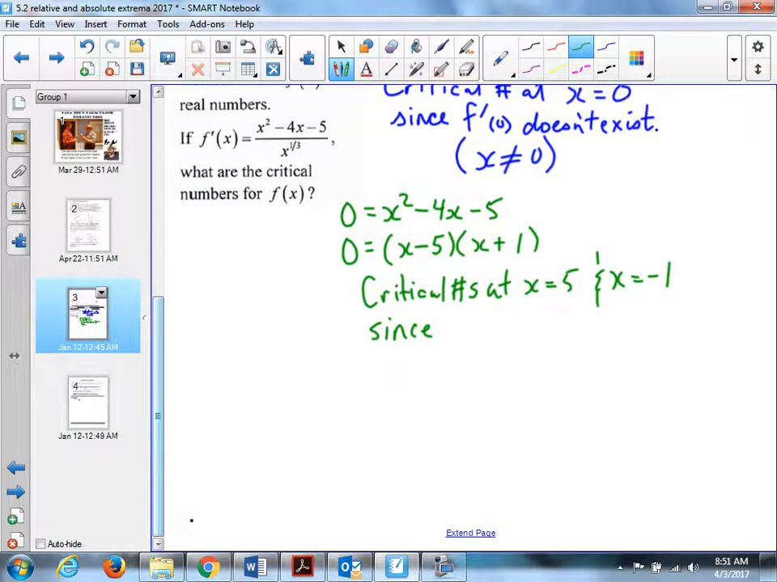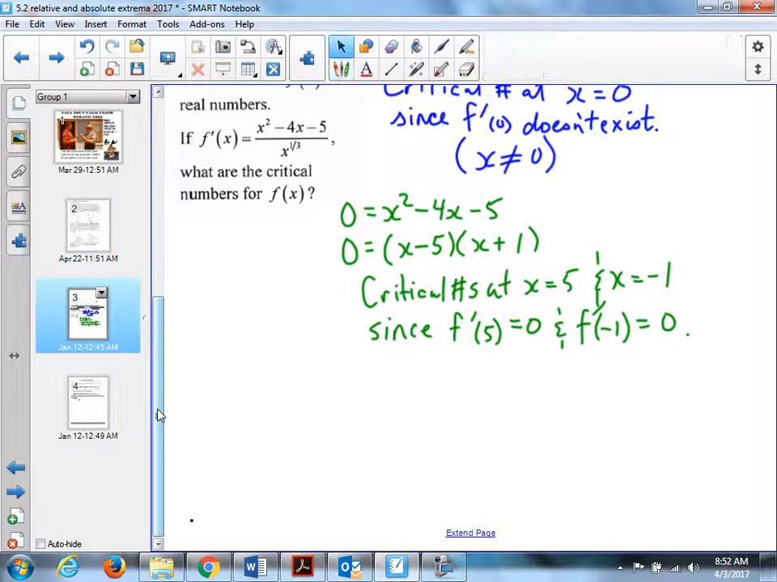Since f prime, when you plug 5 in, well, let's say equals 0, and f prime, make sure you got those primes on there, right? Equals 0. That's why they're critical numbers. It doesn't guarantee that there's a maximum or minimum there, but you got to look there.